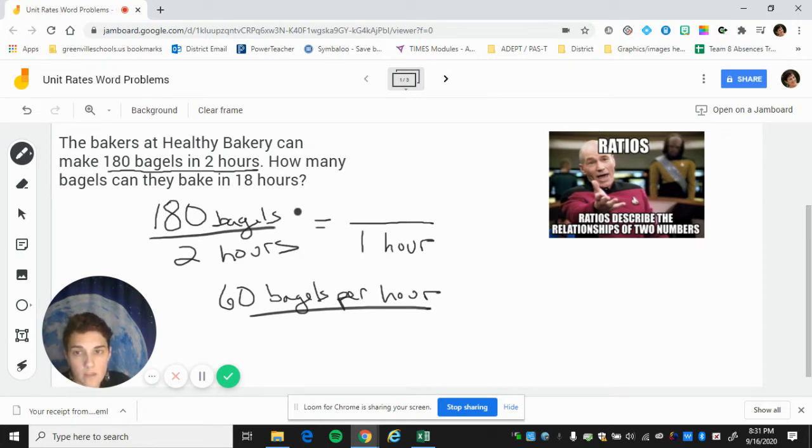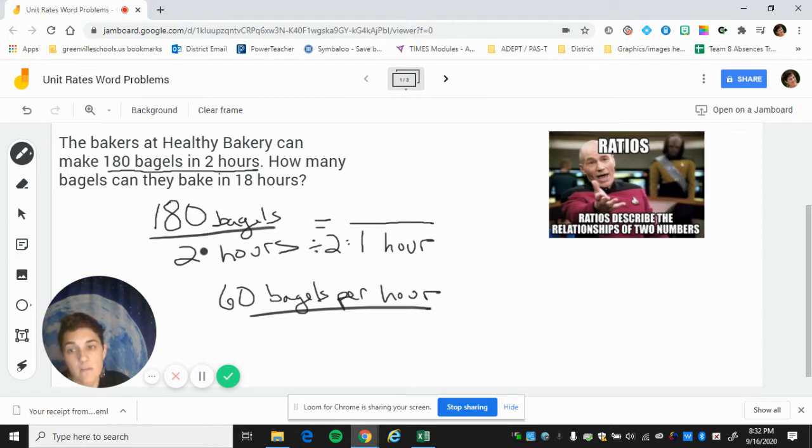The long way of doing it, and this is important just to know because now you know why it works. You start off with something that is per 2 hours, but you want it to be per 1 hour. So how do you make 2 into 1 using division? 2 divided by what is 1? 2 divided by 2 is 1. A number divided by itself is always 1. Like a million divided by a million is 1.